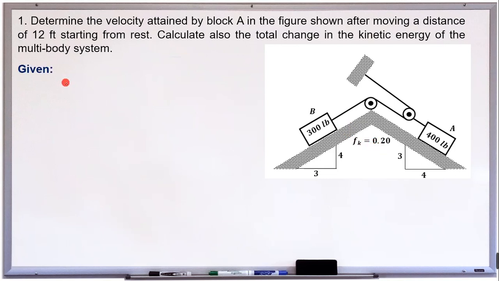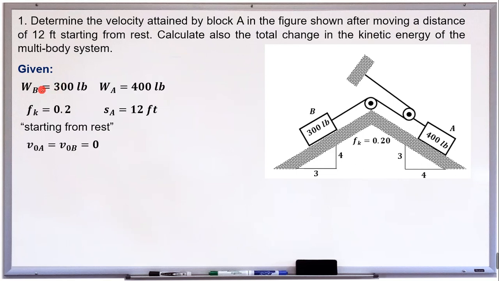Now, these are the given parameters for this problem. The weight of block B is 300 pounds. For A, that's 400 pounds. The given coefficient of kinetic friction is 0.2. Then the displacement of our block A is 12 feet. And if you read the problem statement, we have there a phrase that states starting from rest. It means that the initial velocity for both blocks A and B is equal to 0.